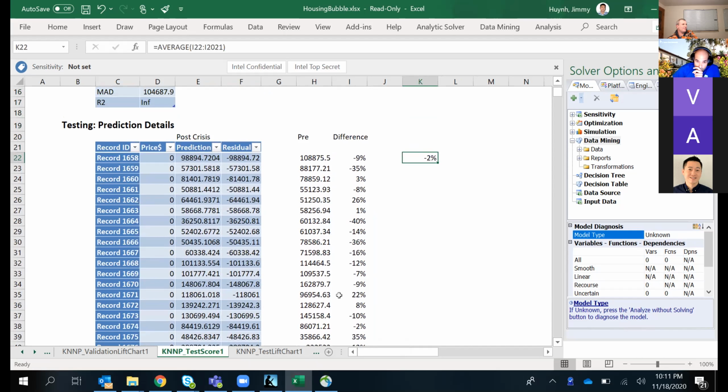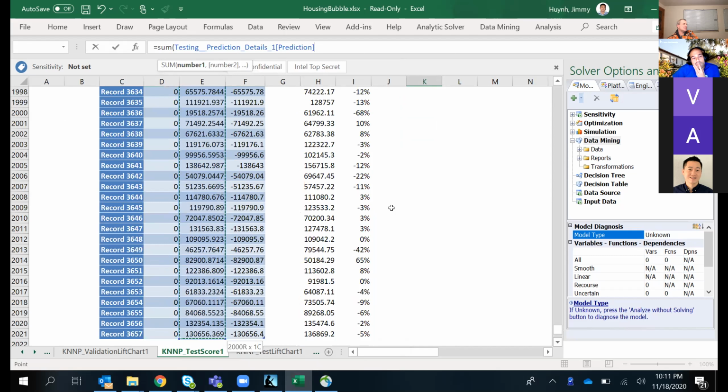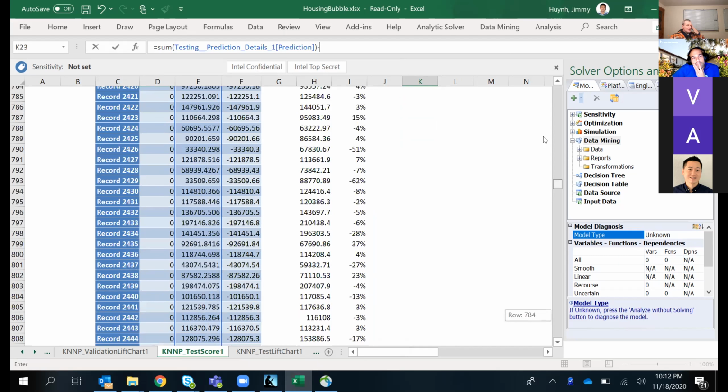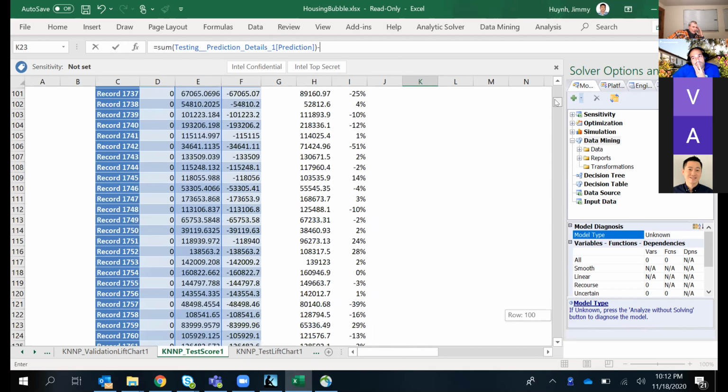Average is 2%. How did you do that? I just used the average of all the percentages. But I don't know if that would actually work, or if I'm supposed to go like sum of, was it post? No, I think the way you did it was right.